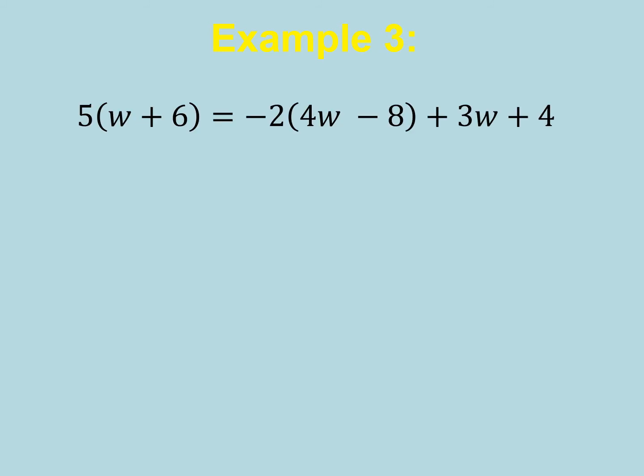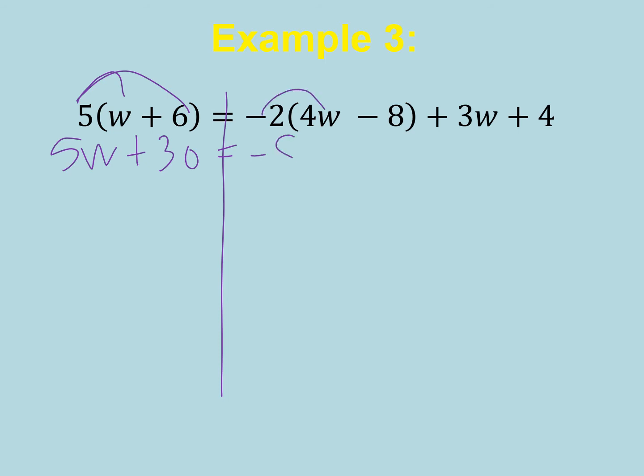So number 3 here, I'm going to draw my line. Again, I notice I have several distributing problems. I have 3 different w's there, so I'll be combining like terms. Okay, so I have 5 times w, which is 5w, and 5 times 6, which is 30. Okay, so that's on the left-hand side. On the right-hand side here, I get -8w, and then -2 times -8 is positive 16. Then plus 3w plus 4 stays the same.